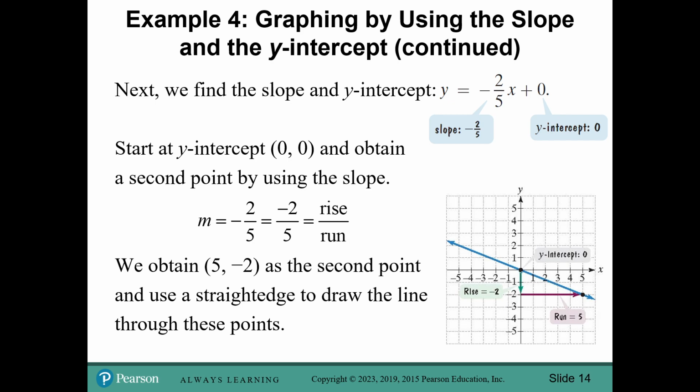Then we're going to use our slope here to find another point. So our slope is negative 2/5. So I'm going to apply the negative to the 2 part and count down 2, 1, 2, and right 5: 1, 2, 3, 4, 5. Boom, I have a point here at (5, negative 2). Now I have my 2 points. I use a straight edge to connect them and draw my line, throwing my arrows on the end. Very simple.